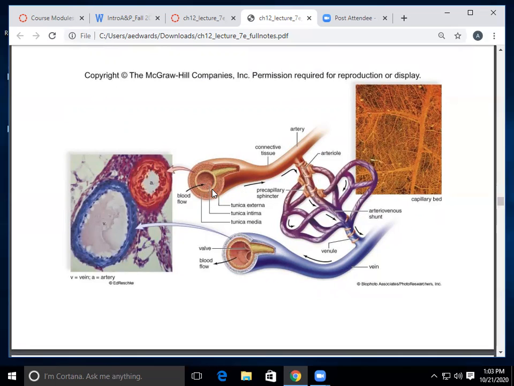All right, and just to review, here are layers. Here's our tunica intima. All right, tunica media, tunica externa. All right, so here's your artery, your arteriole. Here's precapillary sphincter, control whether or not blood's going to go into the capillary bed. Okay, you get diffusion here. Whatever's left, it's going to go into the venule and then the vein. All right, here's another view of capillary bed.